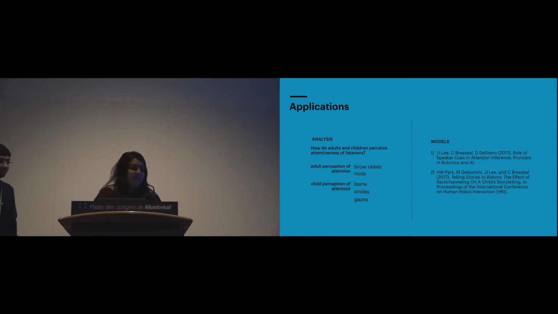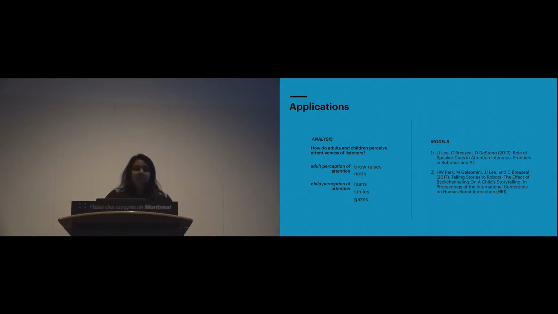In doing that, we find that adults' perception of attention tends to be a function of things like brow raises and nods, whereas children's perception of attention is a function of leans towards the partner, smiles, and gazes. Digging into it even more, you find that the duration and the rate of these features being present also has an impact on how we perceive attention.